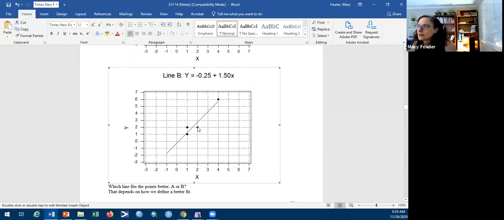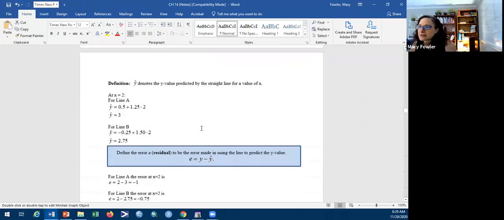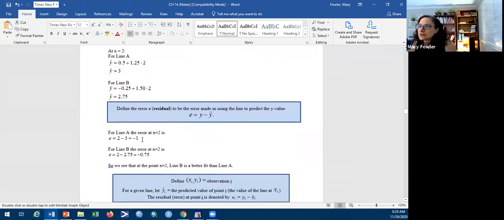Over here, y is still 2, but y hat was 2.75, so the difference was less. The differences are negative, because the points are below the lines. Line B has an error of minus 0.75, and line A had an error of minus 1. So we see that for the point x equals 2, line B is better than line A.